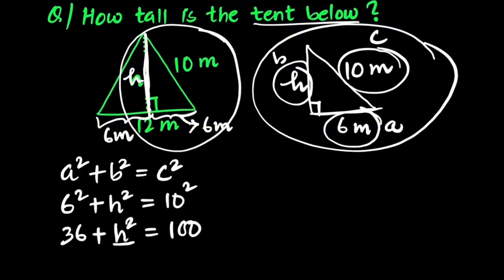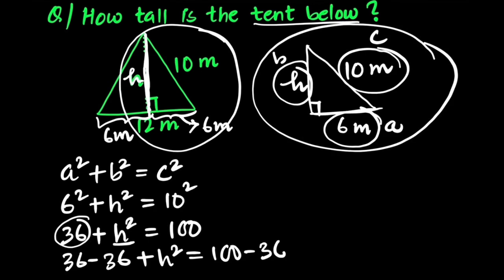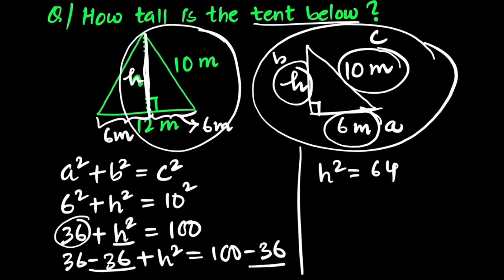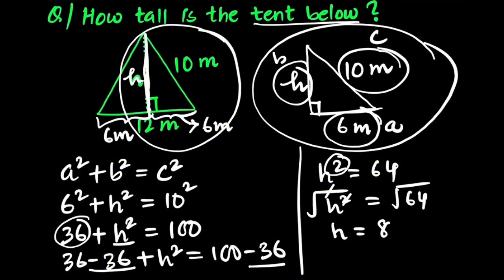Since we are just finding the value of height, remove this 36 from this side of the equation by subtracting 36 on both sides of the equation. So 36 minus 36 plus h squared equals 100 minus 36, which becomes h squared equals 64. Now remove this exponent of 2 by taking the square root on both sides of the equation. So the square root of h squared equals the square root of 64. Exponent 2 and square root cancel out, which leaves us with h equals the square root of 64, which is 8. So the height of this tent equals 8 meters.